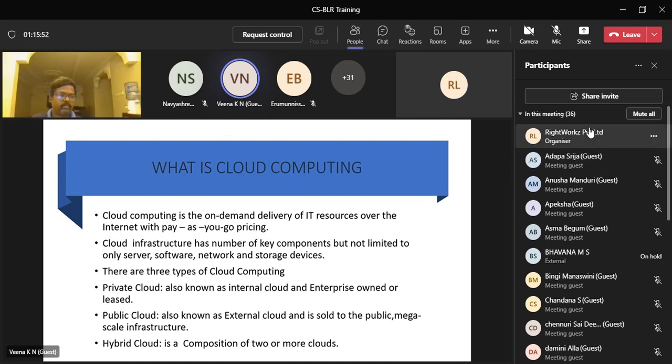Cloud computing is the on-demand delivery of IT resources over the internet with pay-as-you-go pricing. Cloud infrastructure has a number of key components, but not limited to servers, software, network and storage devices. There are mainly three types of cloud computing.